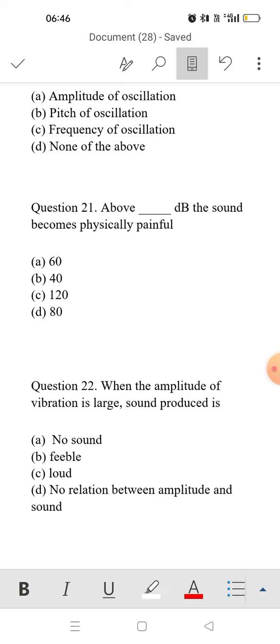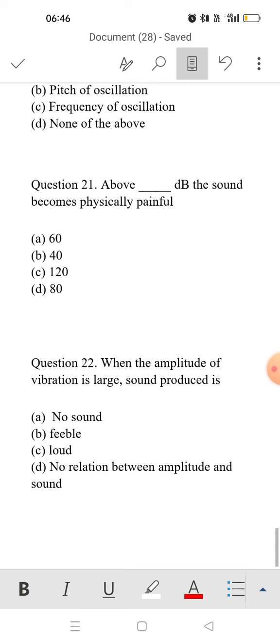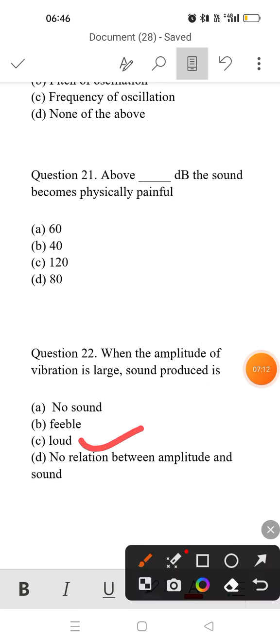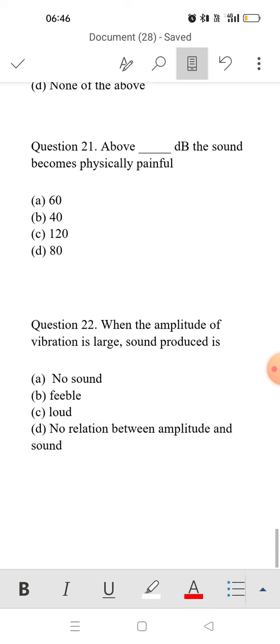Now this is the last question of our video. When the amplitude of vibration is large, sound produces loud sound. So amplitude is related to loudness, and frequency is related to the pitch of the sound. More the frequency, more the pitch; more the amplitude, more the loudness. So these are all the questions.